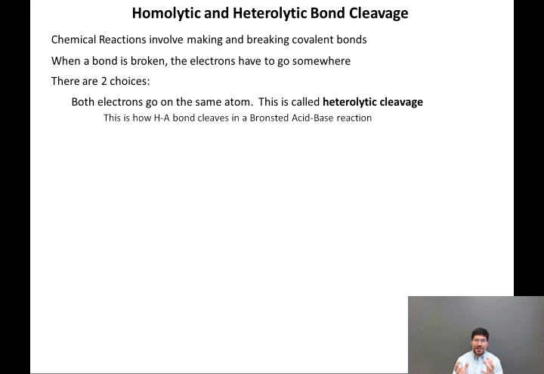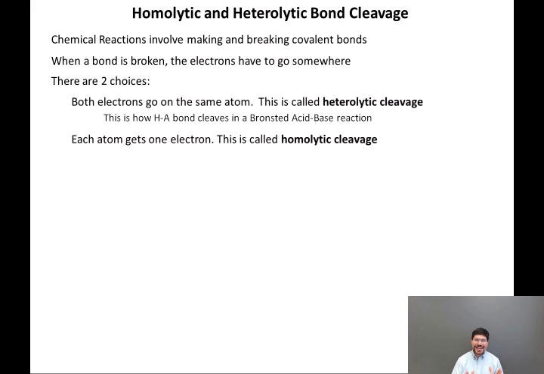Because fundamentally, an acid is something that loses a proton. The hydrogen gets lost as a proton, and the electrons both go onto element A, whatever that is. And then the other option is that each atom gets one electron, and this is called homolytic cleavage.